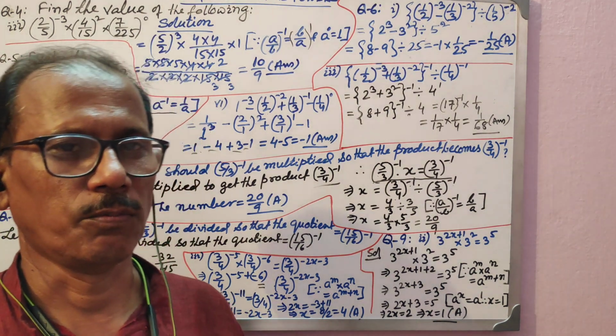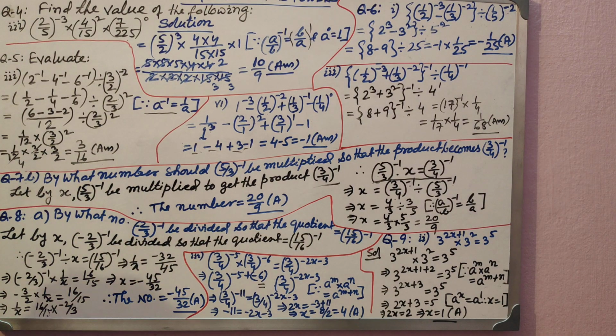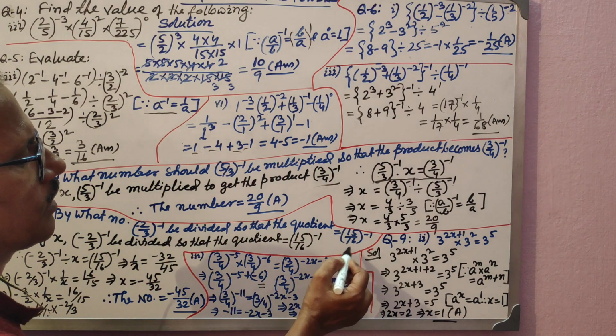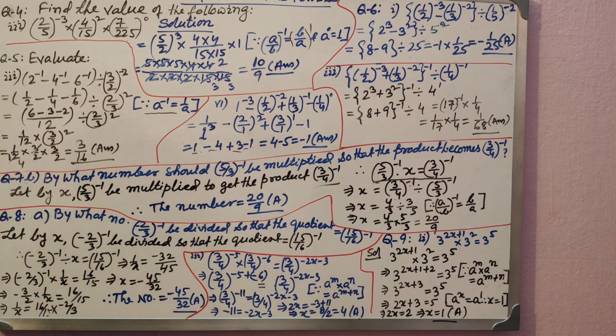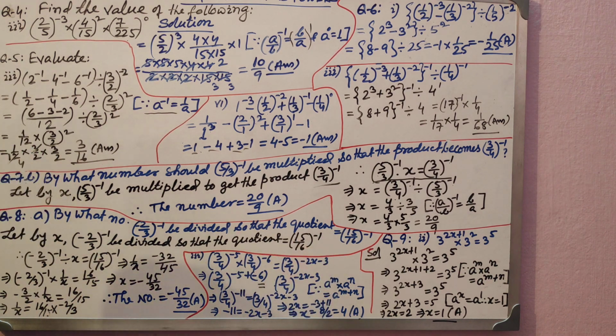You have done this in a previous standard also, and in this standard, when you have solved the whole number part and all, then things are very easy. Now similarly, by what should the indices be divided so that this question comes? Let that divisor be x. So let minus 2 by 3 whole to the power minus 1 be divided by x so that the quotient becomes 15 by 16 to the power minus 1.